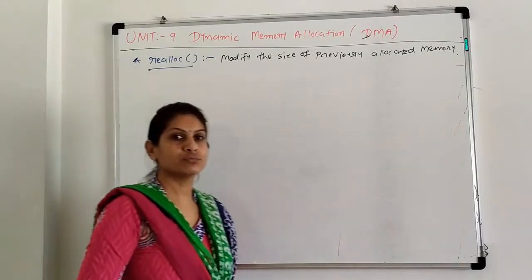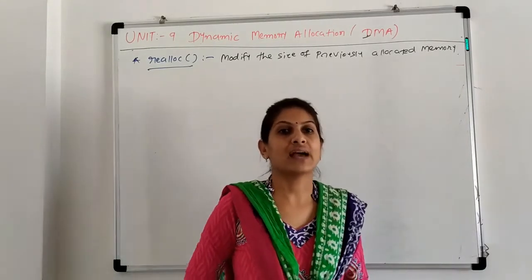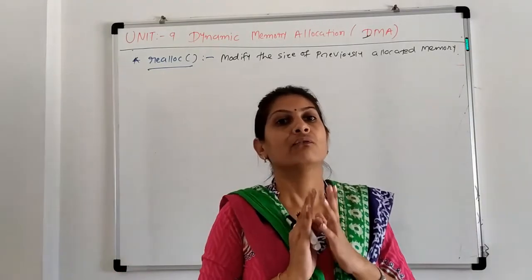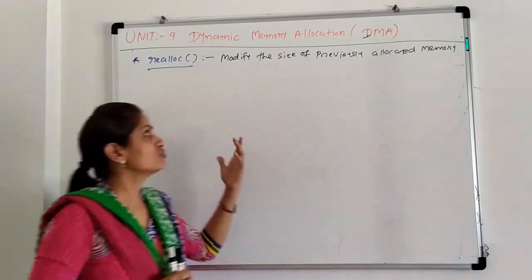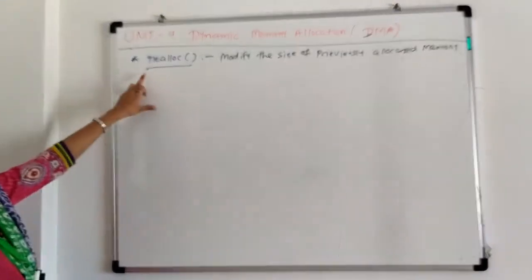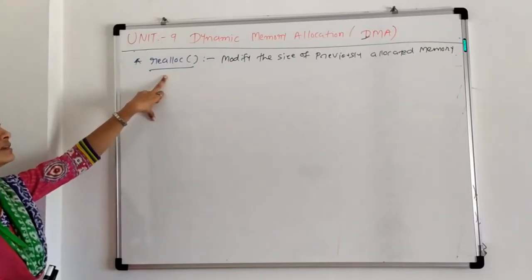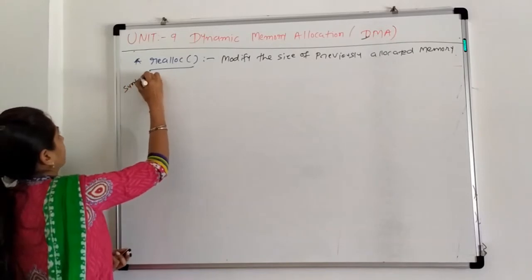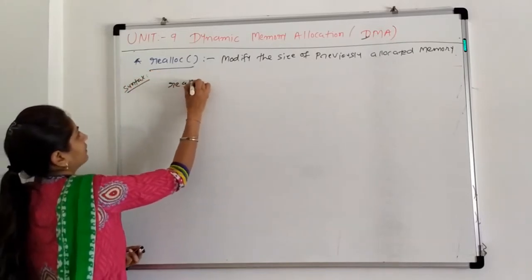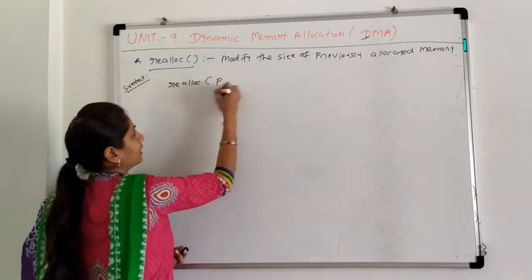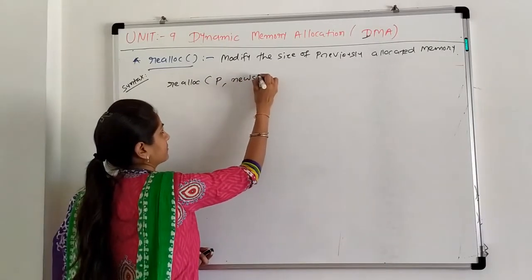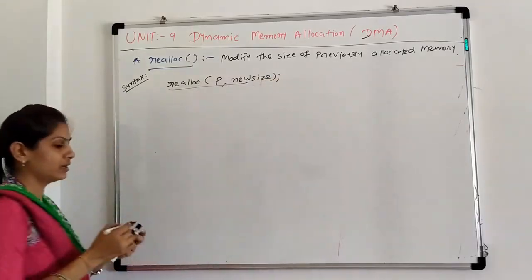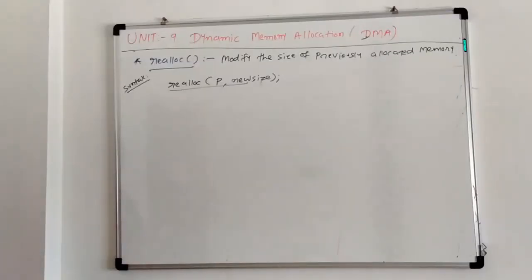Suppose I have 100 students and then after 2 years I have 5000 students. Then for storing the data of those students, we need more memory. And to change that memory, we have another function, that is realloc. The syntax for realloc is realloc, then pointer and new size. Pointer and new size. This is the syntax for using the realloc function.